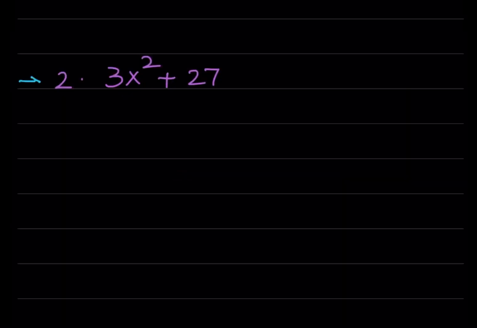The second problem is 3x square plus 27. So in this problem, both the terms 3x square and 27 can be divided by 3. So the common factor is 3. So I'm going to take 3 out.